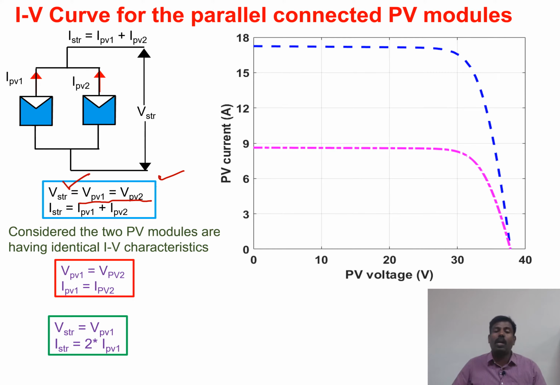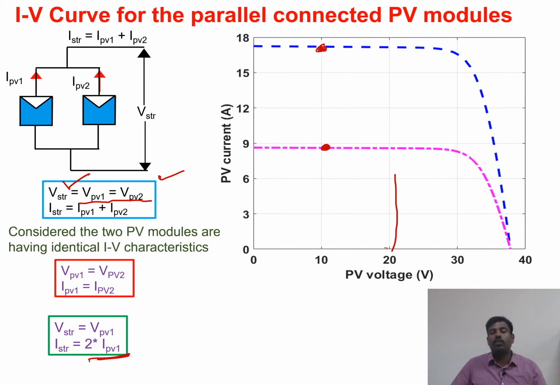Now if I want to draw the characteristics of parallel connected PV modules, you can draw lines from here. You can draw a line from this 10 volt. So this is the operating point at 10 volts. Now what will be the string current? The string current is 2 times IPV1. So you can mark here. This is 2 times IPV1.